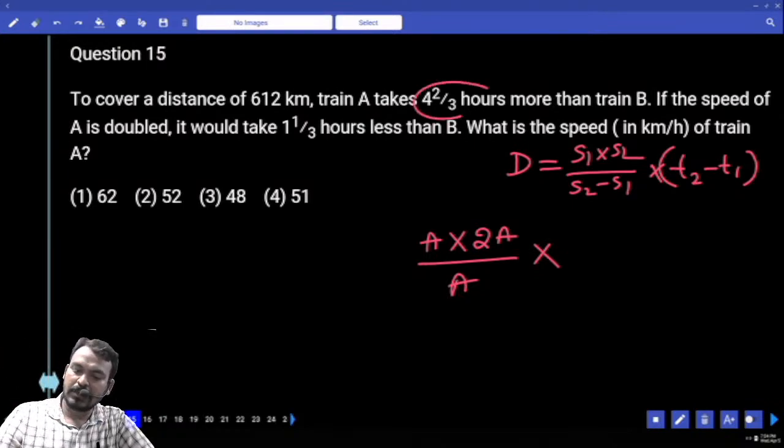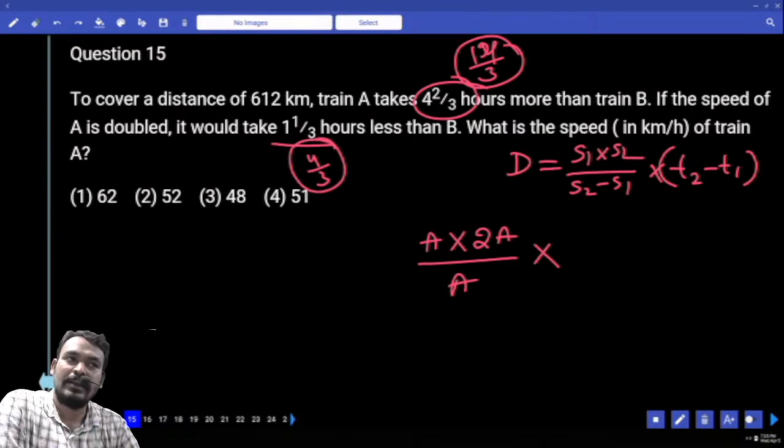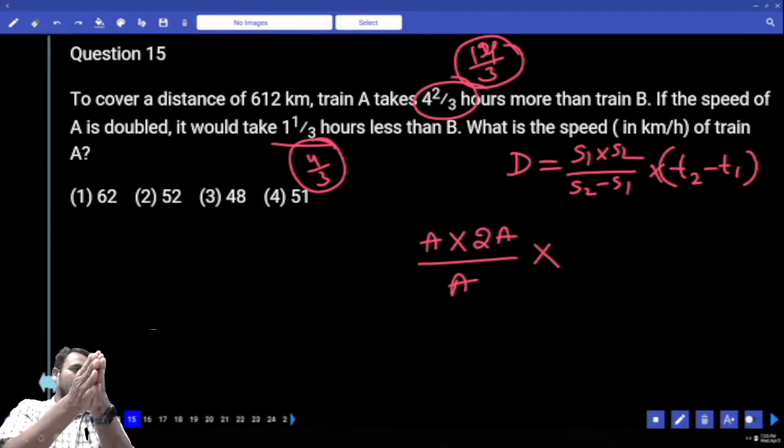What is the time in the first case? 4 2/3 hours more, nothing but 14/3 hours. Second case, time 1/3 hours less, means it is 4/3 hours. What is the difference between the times? Don't say 10 by 3. Compared to the original time, 14 by 3 hours are more. Compared to the original time, 1 by 3 hours are less. What is the difference in time? 6 hours.